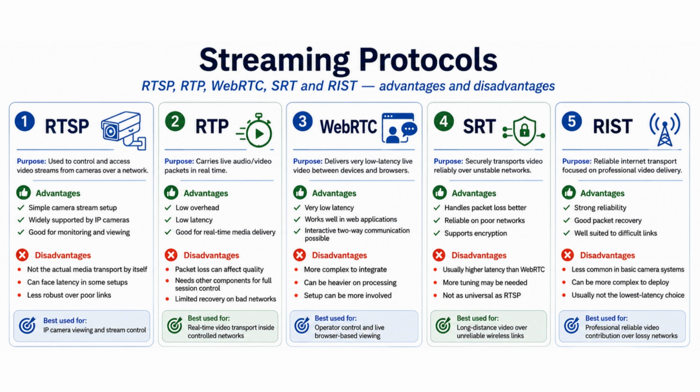Now let us compare the main types of streaming protocols. RTSP, or Real-Time Streaming Protocol, is commonly used to access and control video streams from IP cameras, while RTP normally carries the actual real-time video packets. RTP, or Real-Time Transport Protocol, is an internet standard used to deliver audio and video over IP networks.